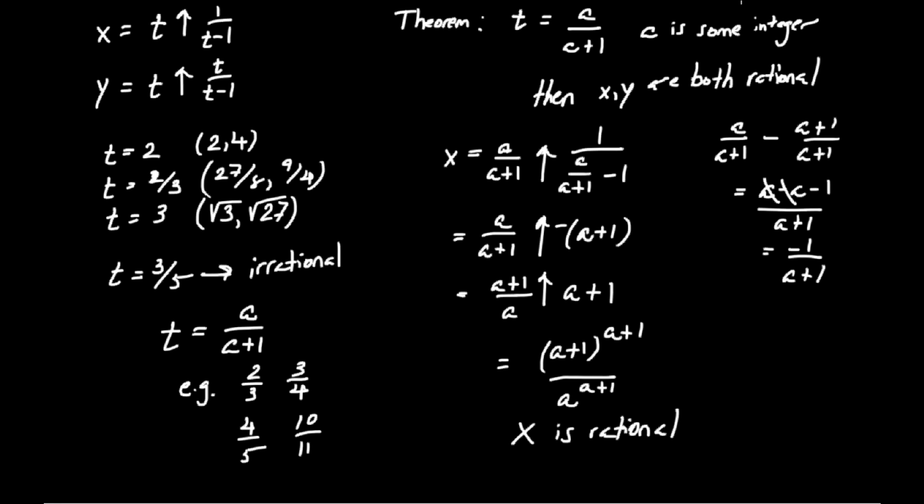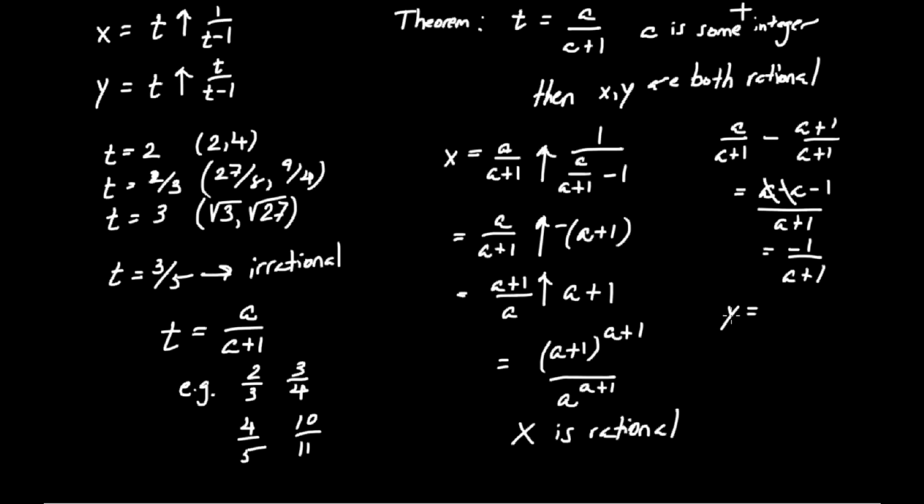Let me make a quick correction before I move any further. Let me restrict this to a positive integer, or some natural number. Then this theorem is going to hold. And secondly, when I go to prove that y is also rational, there's an easier way to do this as opposed to doing all this calculation all over again.